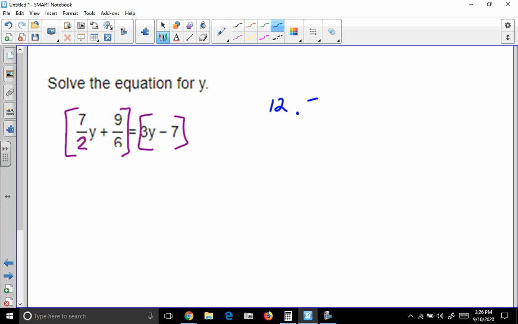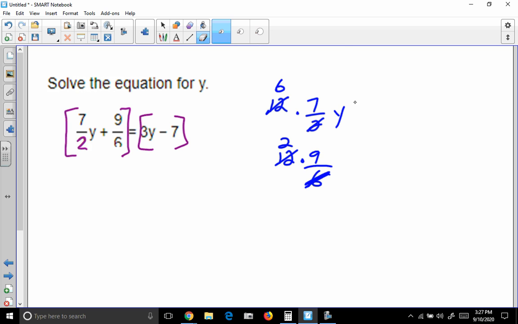That would work because if we multiply that term, 2 goes into 12, so that 2 is gone. And if we multiply this term, 6 goes into 12, so the 6 is gone. But let's do a smaller number. That would work, but let's think of a smaller number.